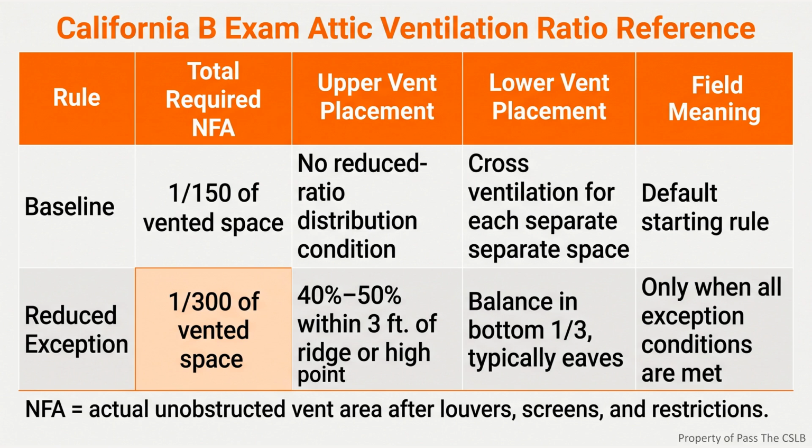In climate zones 14 and 16, the source report identifies an additional vapor retarder condition for use of the reduced ratio. I would not generalize that detail across the state from memory. I would verify the climate zone, the approved assembly, and the current code requirements for the project. Vent opening dimensions also matter. The cited rule limits the least dimension of an opening to at least 1/16 of an inch, and no more than 1/4 of an inch.